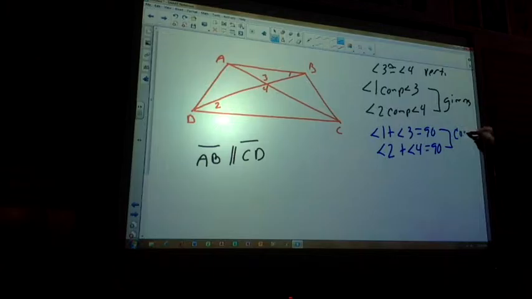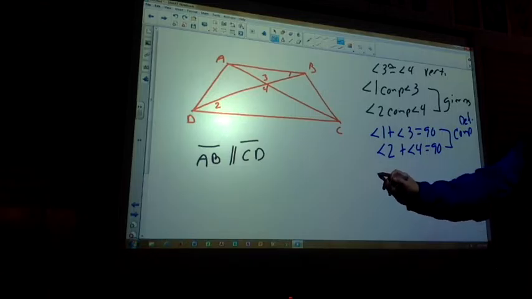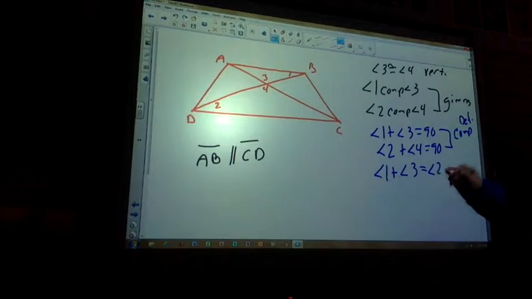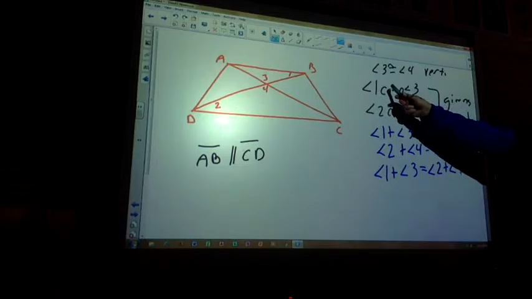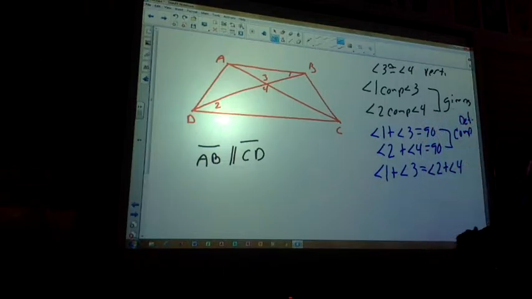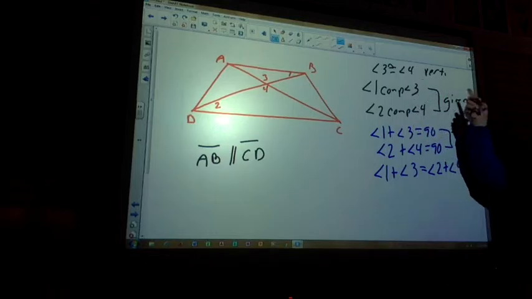Yeah, these are complementary. That's the definition of complementary. And if you say that, then you can go ahead and state this. How can you say that? What was your evidence to prove that angle 1 plus angle 3 equal 90? Because they're complementary. 1 and 3 are complementary to each other, and 2 and 4 are complementary to each other. Complementary angles are 2 angles that add up to 90. So those are my givens I put up there.